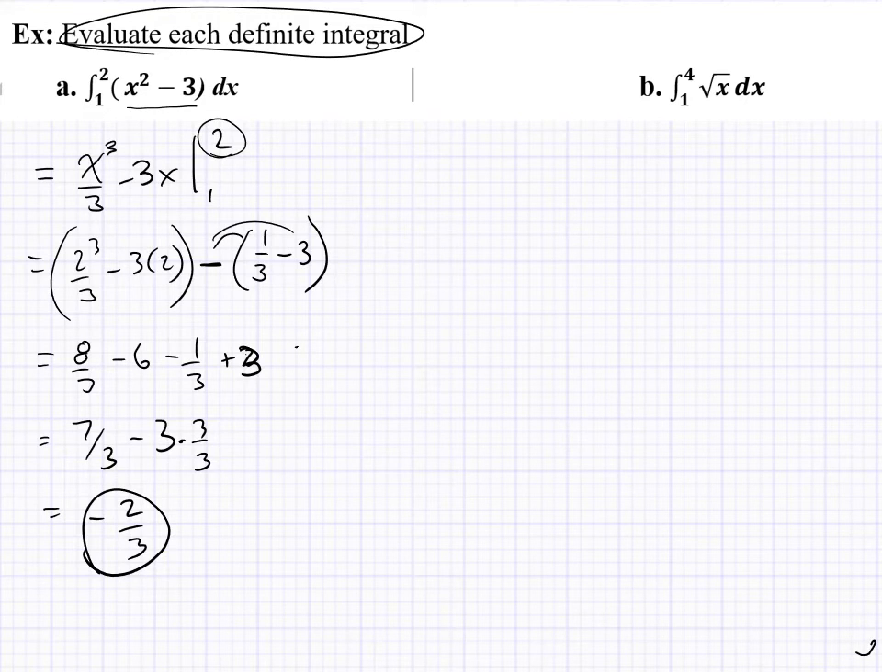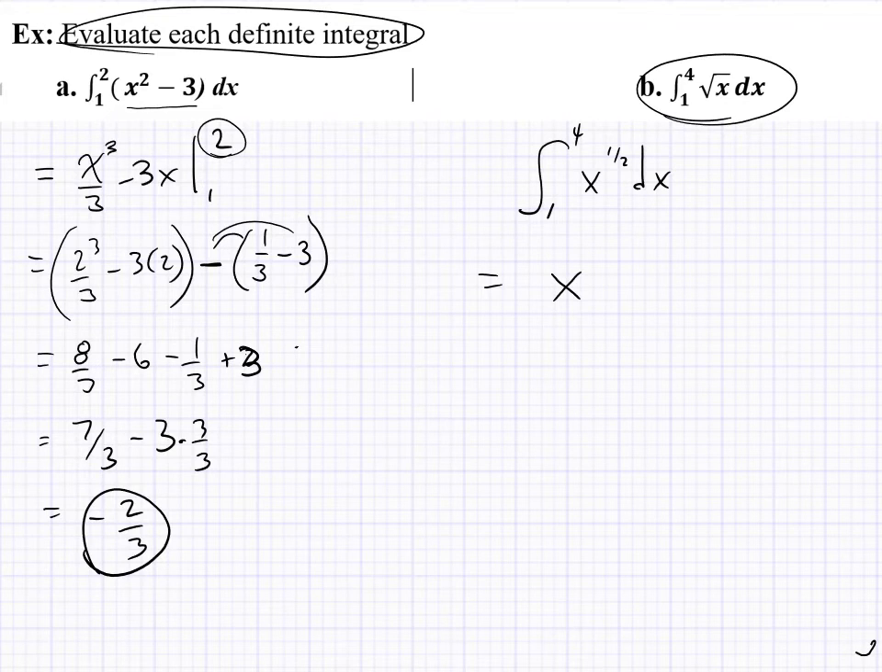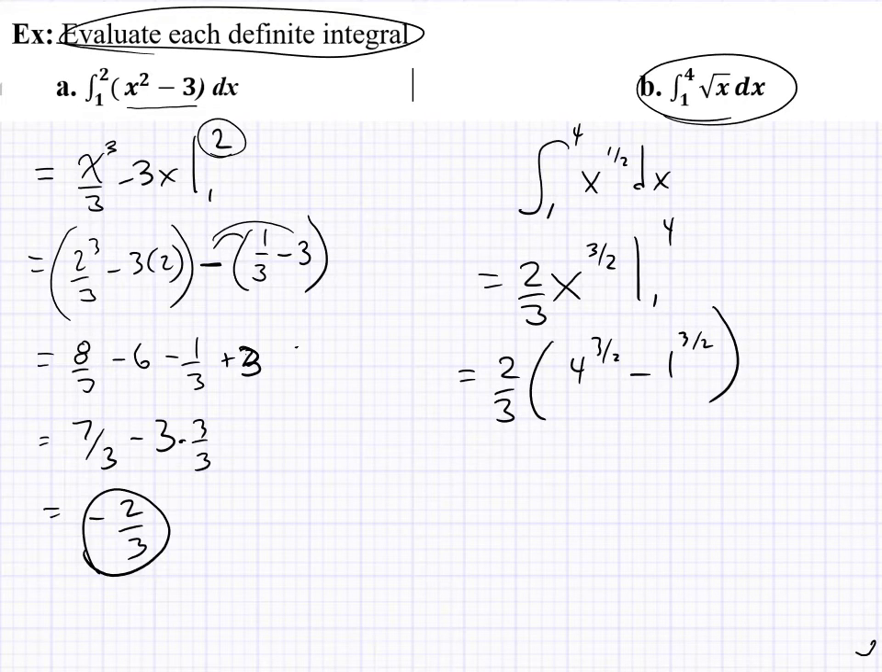Over here, this integral, again, is not hard at all if we know how to do antiderivatives. I'll write this as x to the 1/2. I simply use the power rule, which would be x to the 3/2 times 2/3 between 1 and 4. So I have 2/3 times, I'll plug 4 in and plug 1 in. I pulled the 2/3 out just because it's computationally easier.